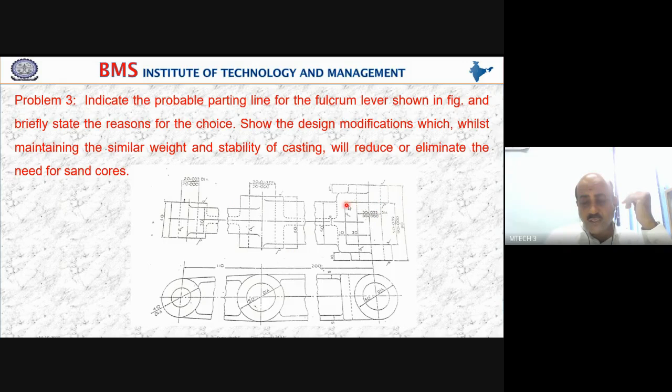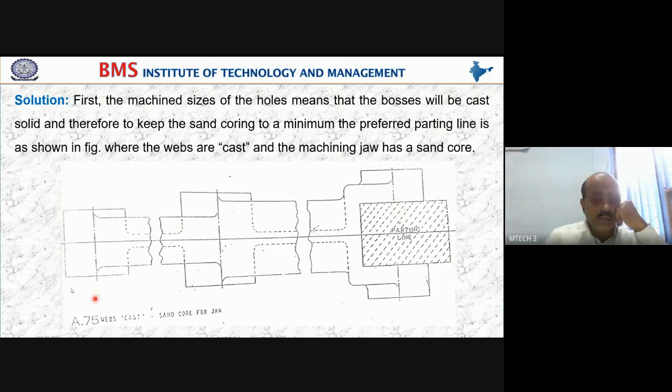But what happens exactly at this point? The size is 50 millimeter. When you look at this here, the size is 50 millimeter. So when the size is 50 millimeter, definitely we need to go for sand cores. Okay, so usage of sand cores is very much essential in this case. So therefore, when you look at the diagram in the next slide, see here, everything will be cast solid. Only the sand core is used here. And of course the parting line will go exactly at the center of the web.